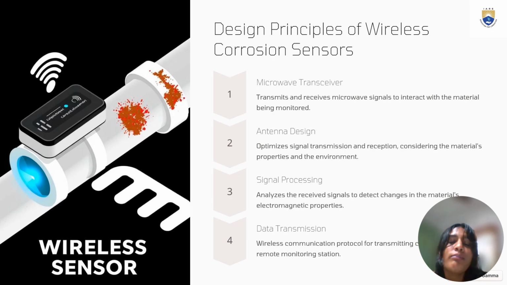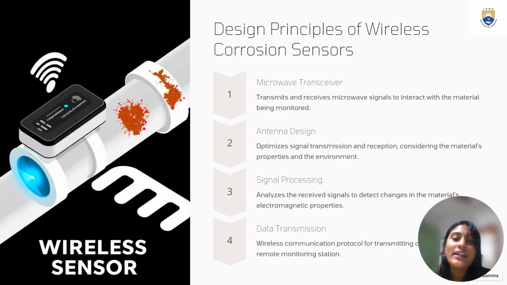Design principle of wireless corrosion sensors. Now that we have understood the basics of how wireless microwave corrosion sensors work, let's understand what microwave sensors consist of. There's a microwave transceiver, antenna design, signal processing unit, and wireless data transmission. These are all the components of microwave corrosion sensors.